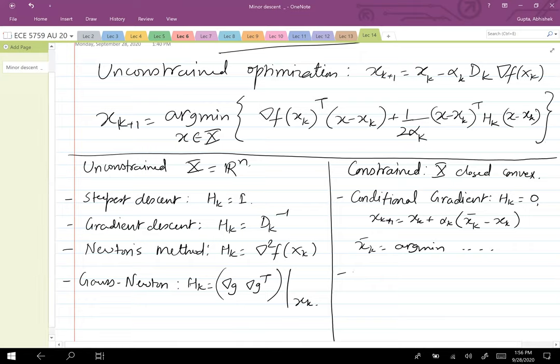Then we talked about gradient projection method, where H_k was the identity matrix. And here, if the point x_k goes out of the set, then you had to do a projection. So that particular problem was equivalent to taking H_k equals identity in this particular expression.